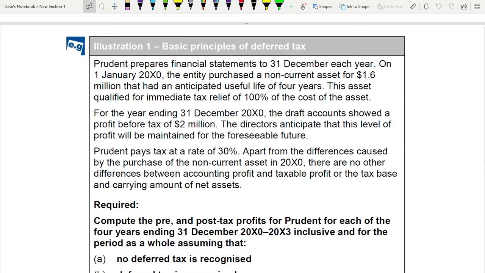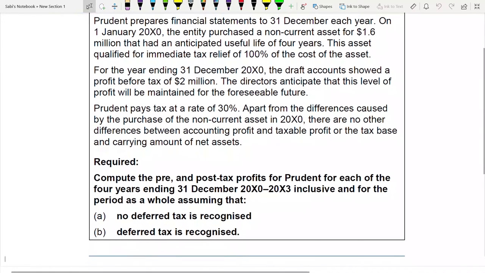So this is the first question under your income tax. We are going to do A, without recognizing deferred tax, B, with recognizing deferred tax, what is the impact? Compute the pre and the post tax profit for Prudent for each of the 4 years ending 31st December 2000 to 2003, inclusive. Inclusive means 2000 will be included, 2003 will be included.